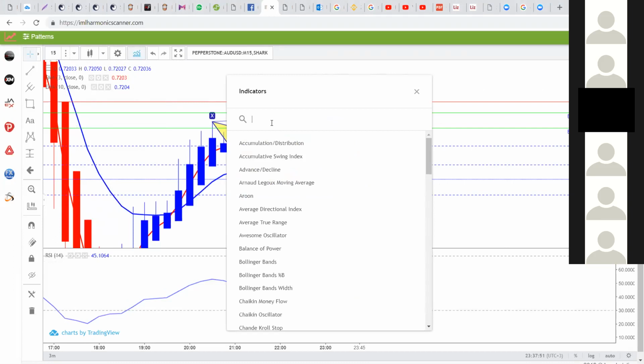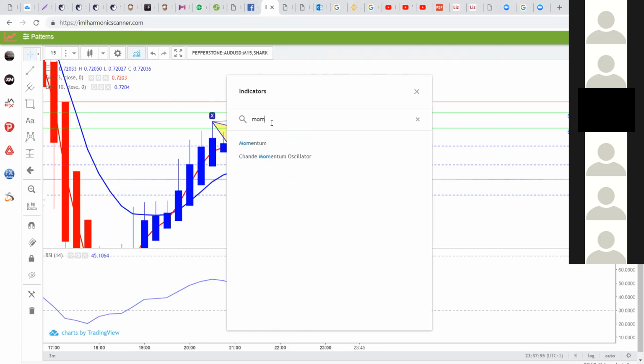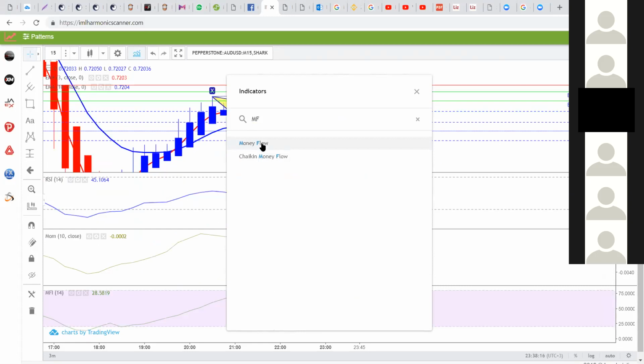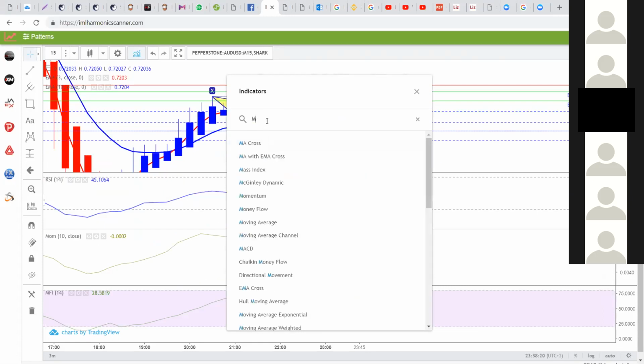All right. So the next thing I will add is momentum. Can you see? Momentum. Just click that. Hold on. We're going to add something else. Money flow, MFI. Can you see? Money flow. We're going to add that. All right. Next thing we're going to add is MACD.